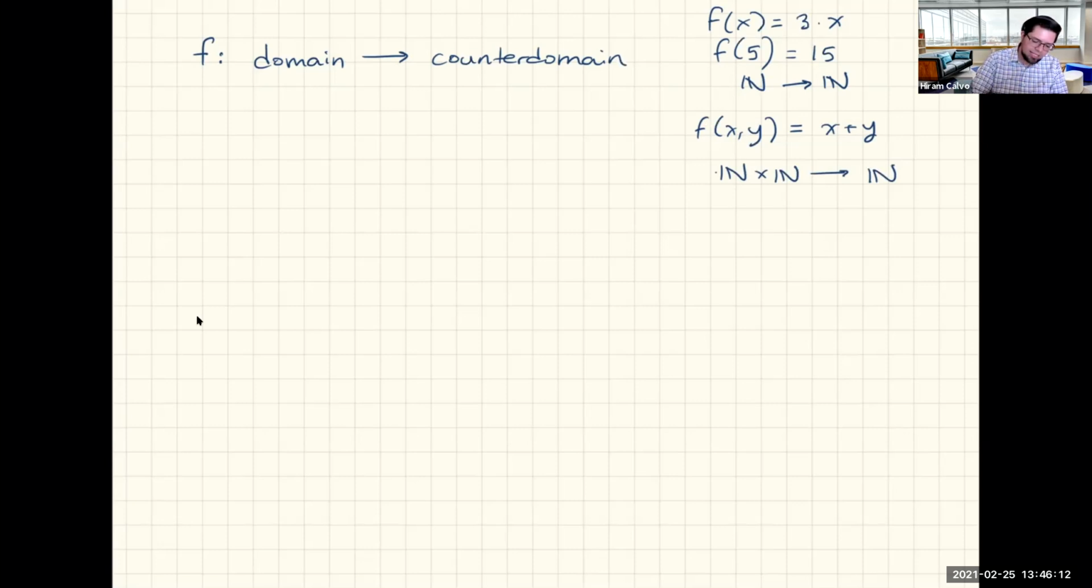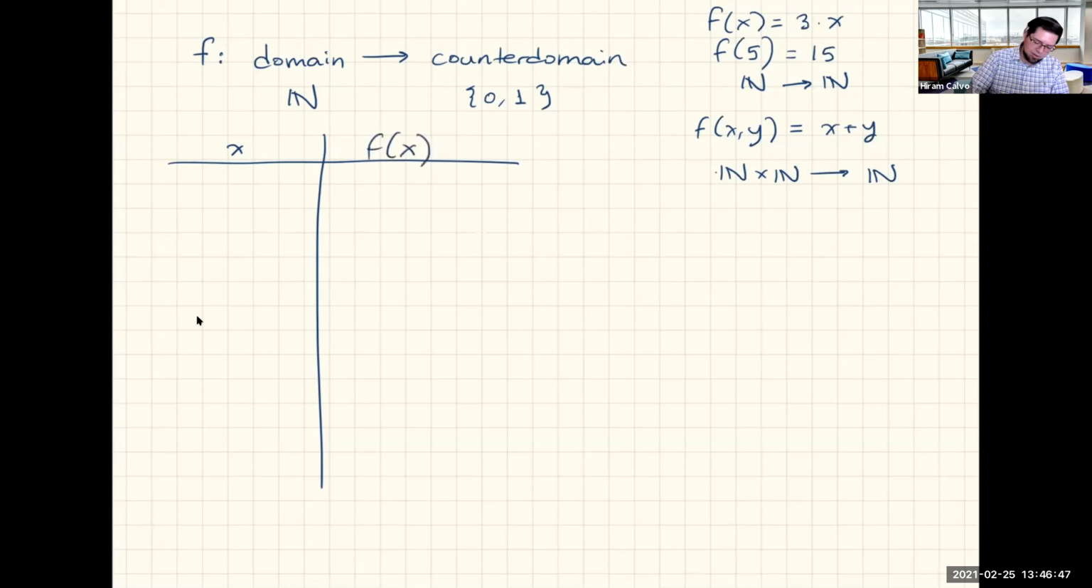Okay, now let's imagine we have a function whose domain is the natural numbers, and the counter domain is only a Boolean number, un número booleano, meaning it can be only 0 or 1. It means that if I tabulate this function, I can have here some x, which is my input, my domain, x belonging to the natural numbers, and here we will have some result.